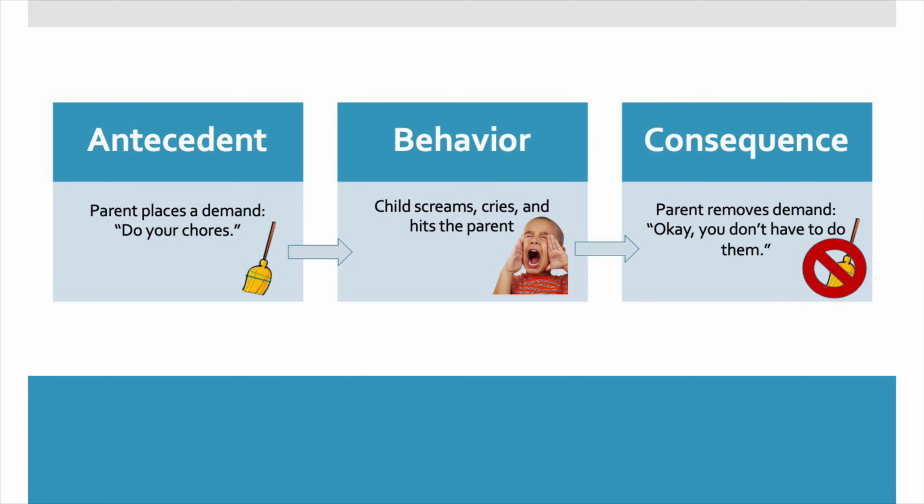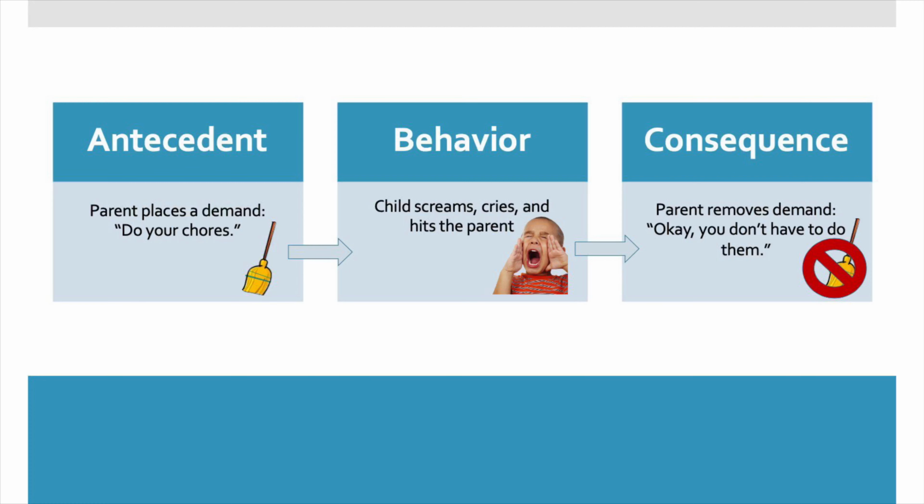So once we have identified a typical antecedent behavior consequence pattern, this gives us a better idea of why your child is engaging in challenging behavior. Remember, once we know why they're engaging in the behavior, we can create an appropriate plan to help decrease that behavior. Now let's walk through some ABC data together.